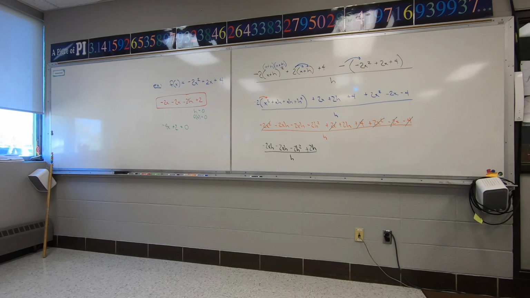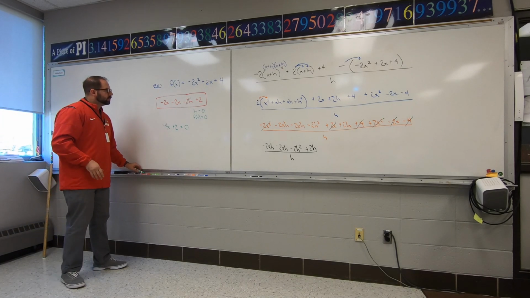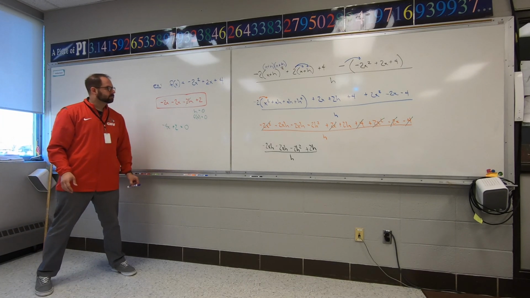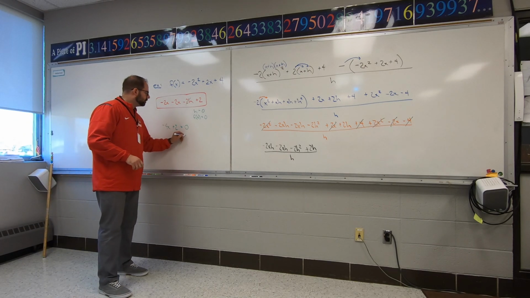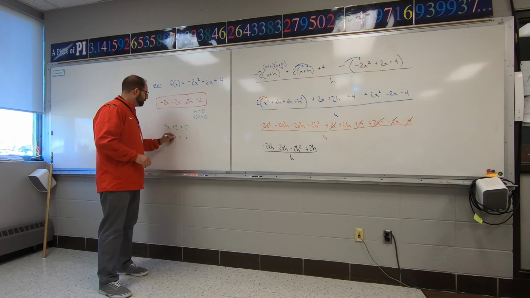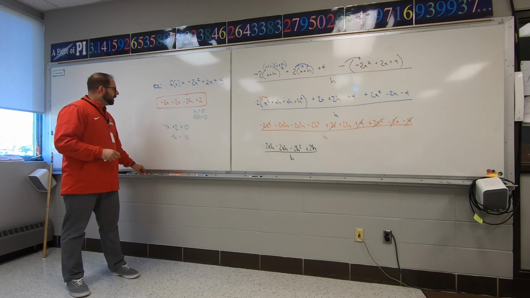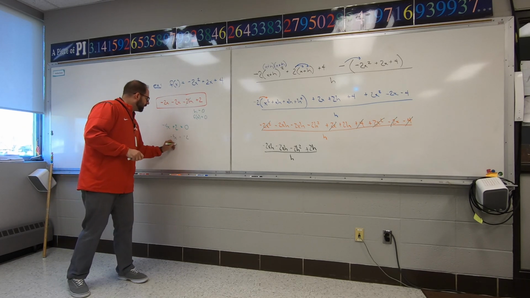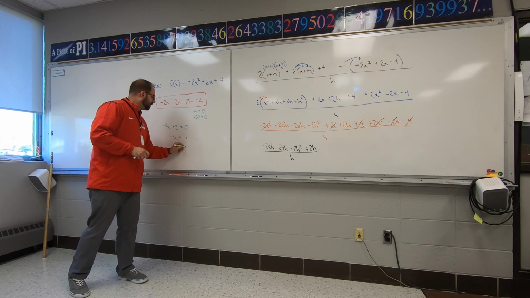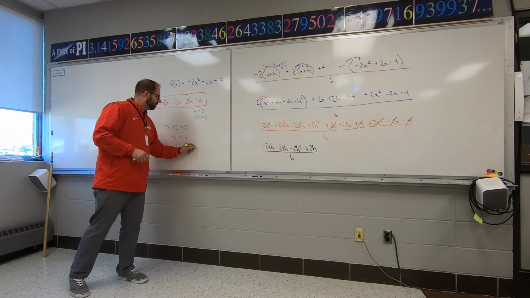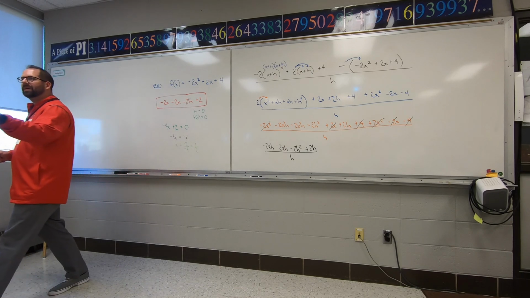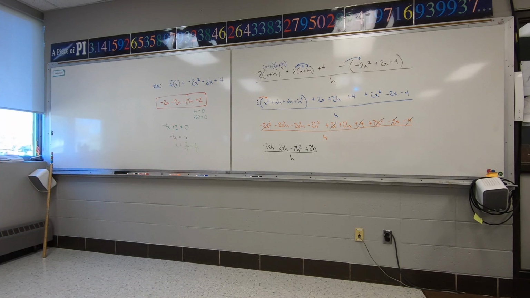Now, how do we solve? What do we do? Subtract the 2. And? Divide by the negative 4. So if we divide by the negative 4, we're going to get x is negative 2 divided by negative 4, which is half. What does that mean? What is half? What is that in terms of my problem?